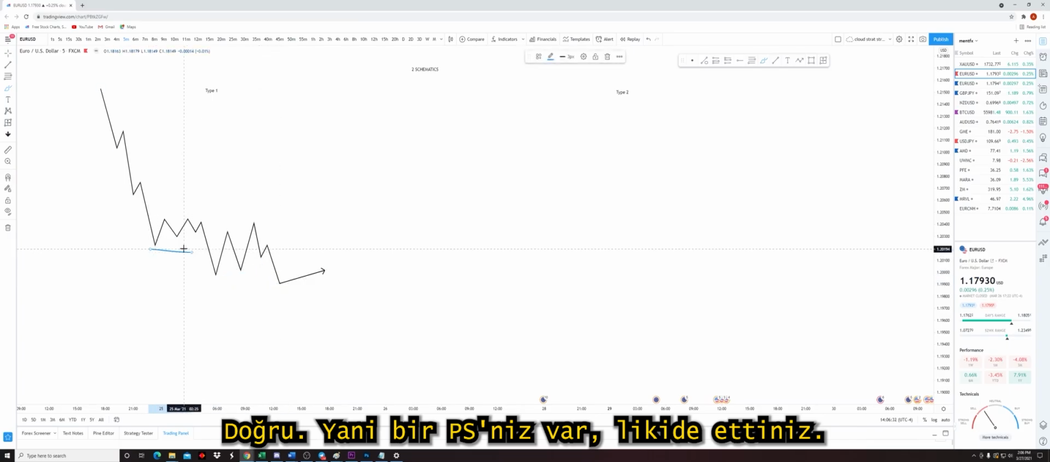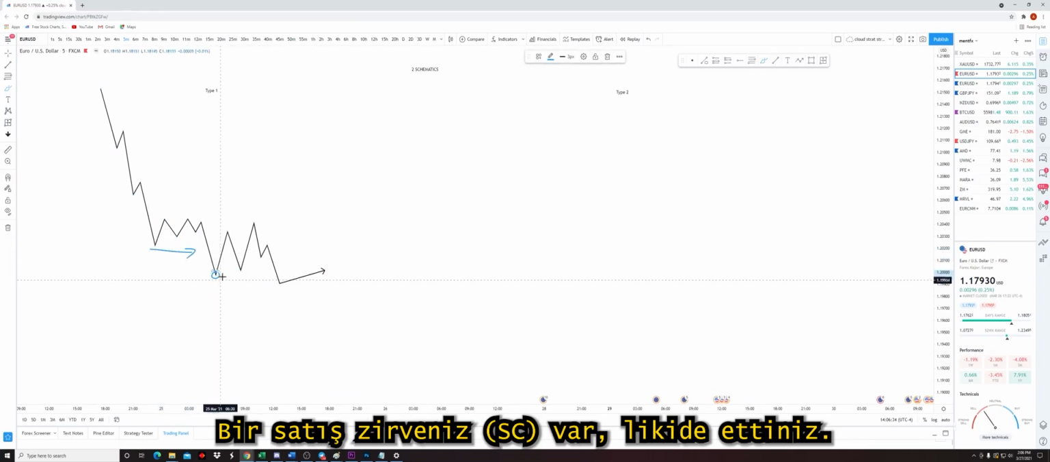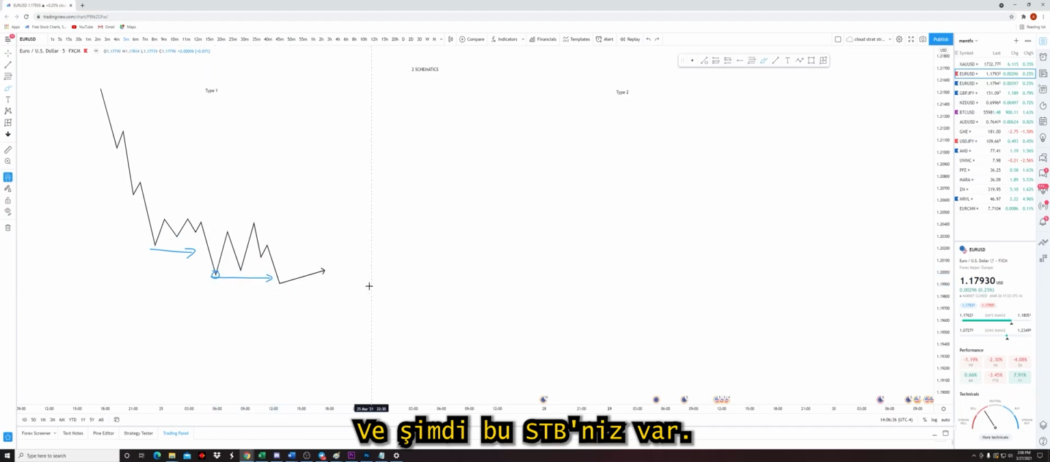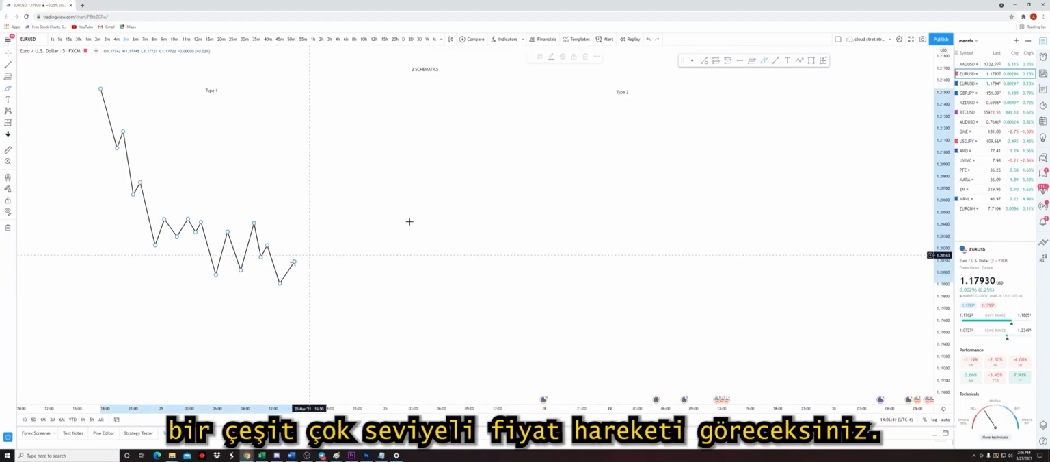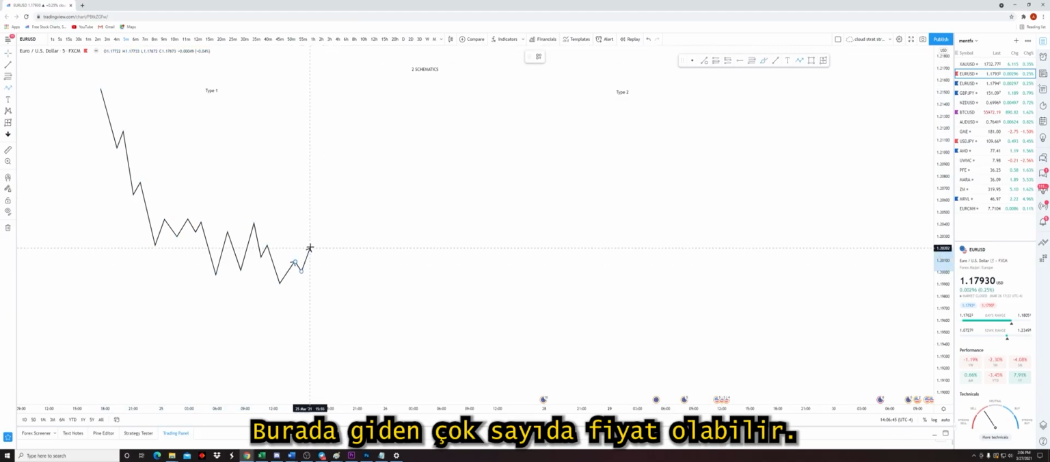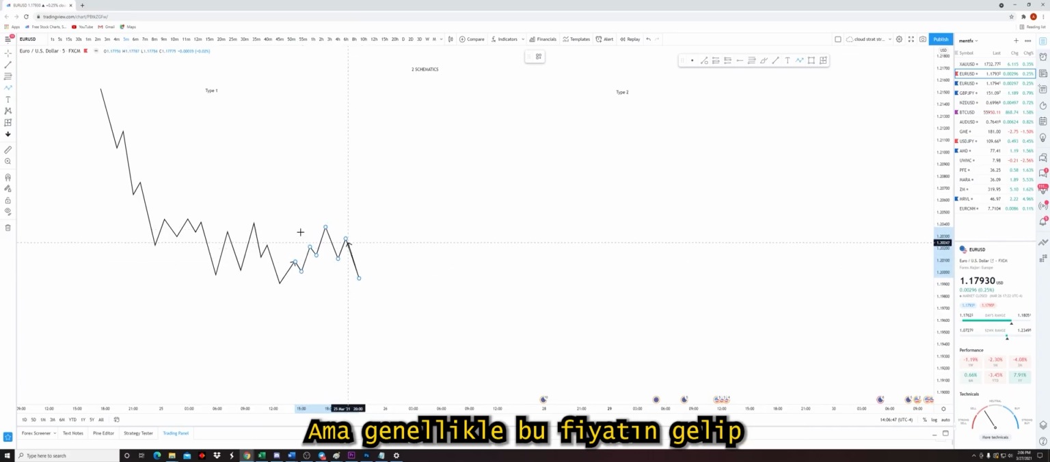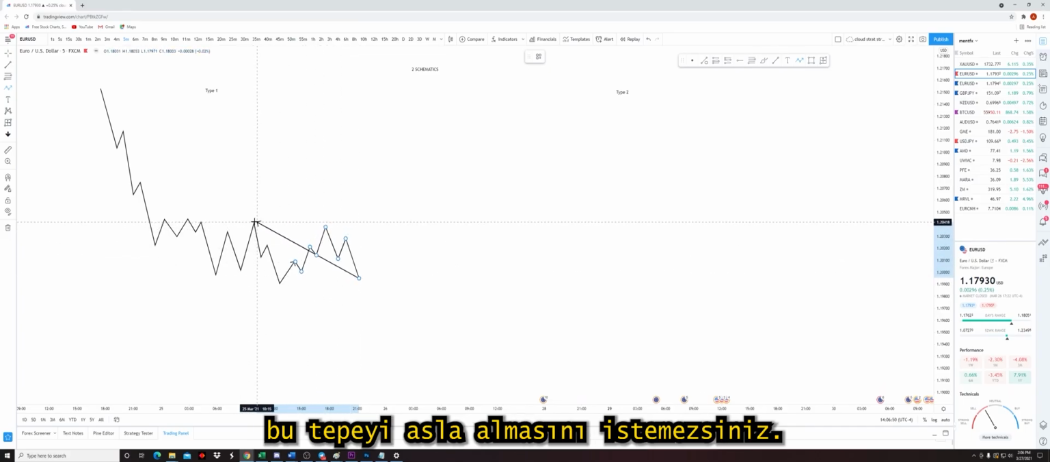So what you have is you have a PS, you have it liquidated, you have a selling climax, you have it liquidated, and now you have this ST in B. Now, because it's a type 1, you will then usually see some kind of form of multi-level price movement inside these areas. It could be instant, it could be for a while. You could have a multitude of price going in here, but usually you don't want to see price ever come and take out this high.